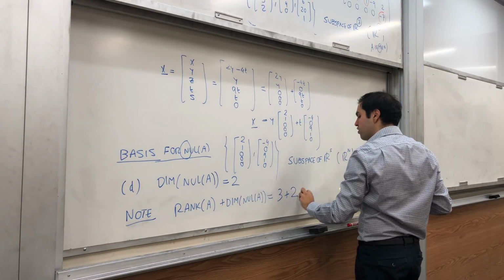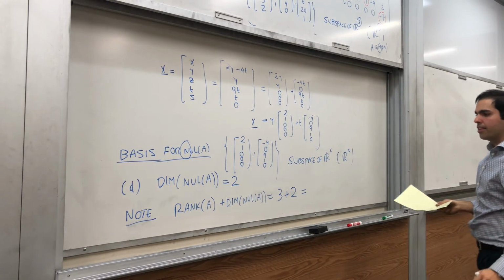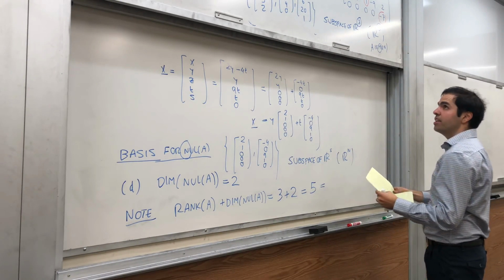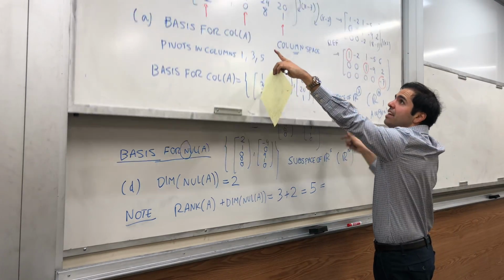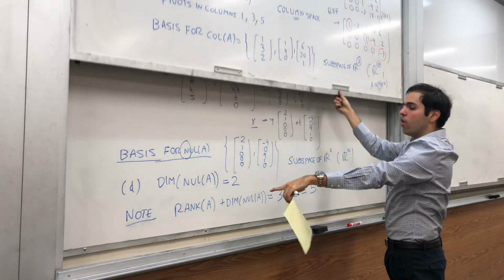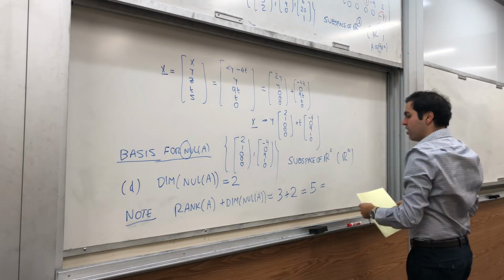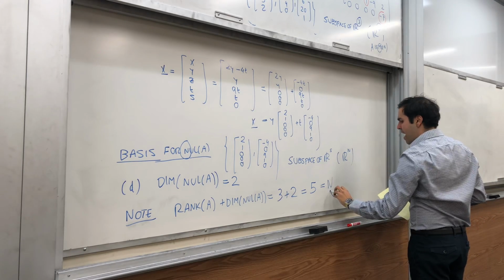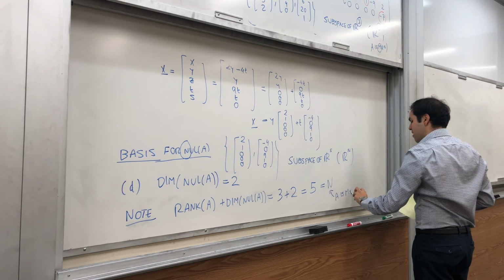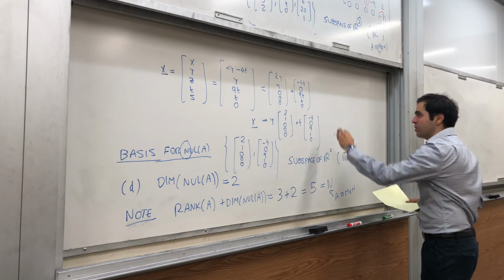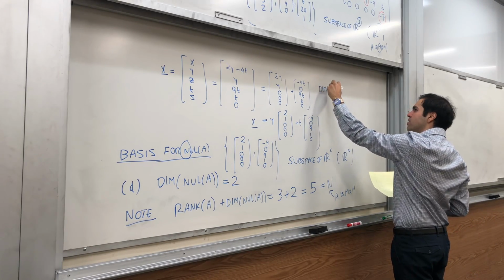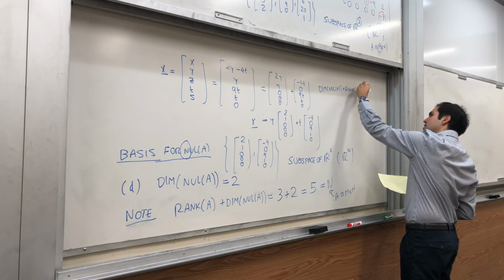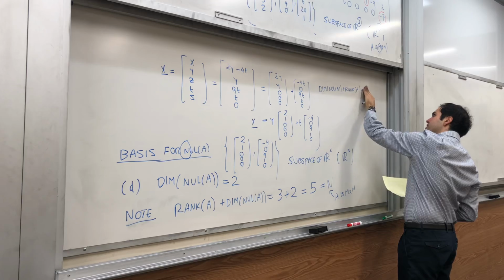Plus dimension of null space, that's 2. And 3 plus 2, that's 5. How does that relate to our matrix? Well, our matrix had 5 columns. So rank of A plus the dimension of the null space equals n, where A is m by n. So this is always true. It's always true that dimension of the null space of A plus the rank of A equals n.